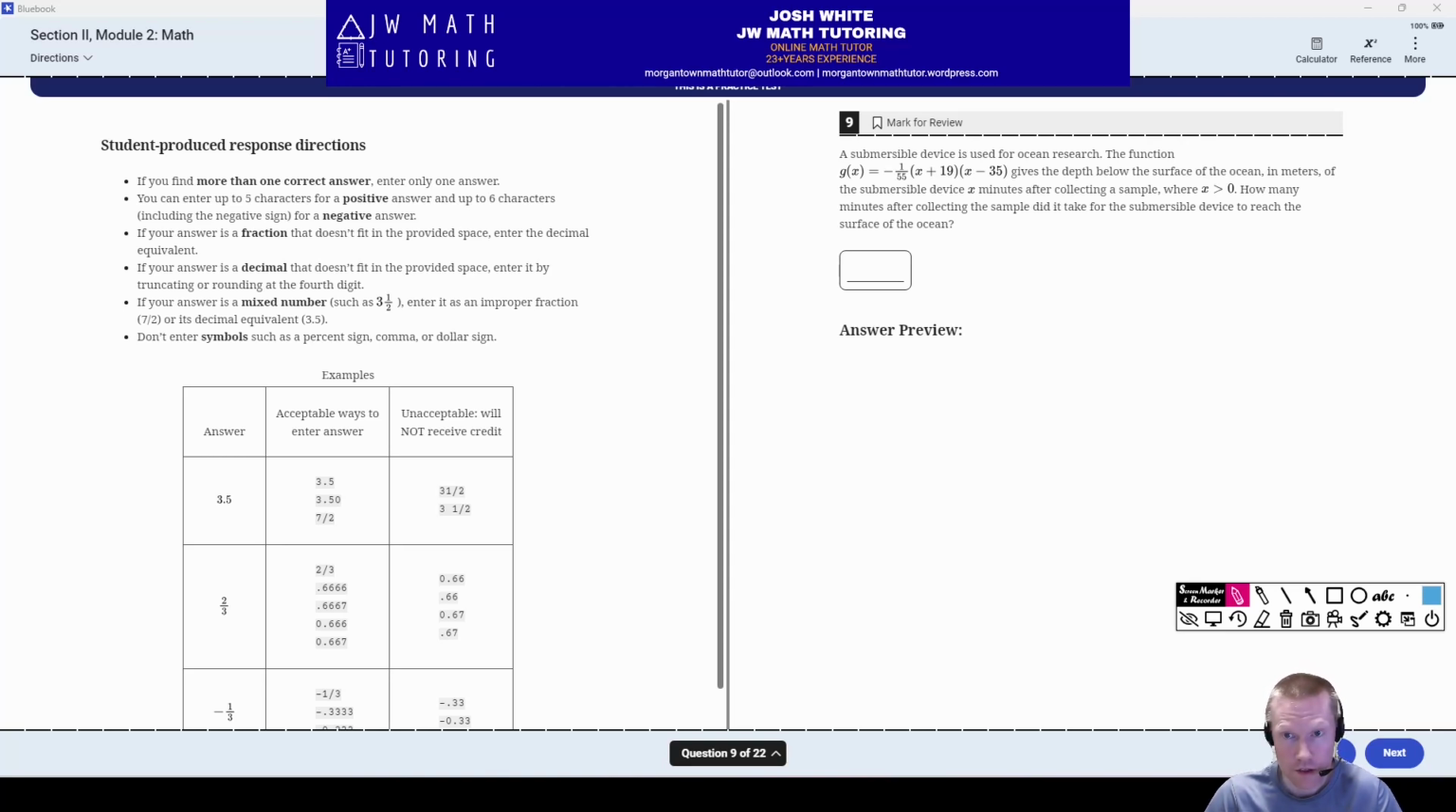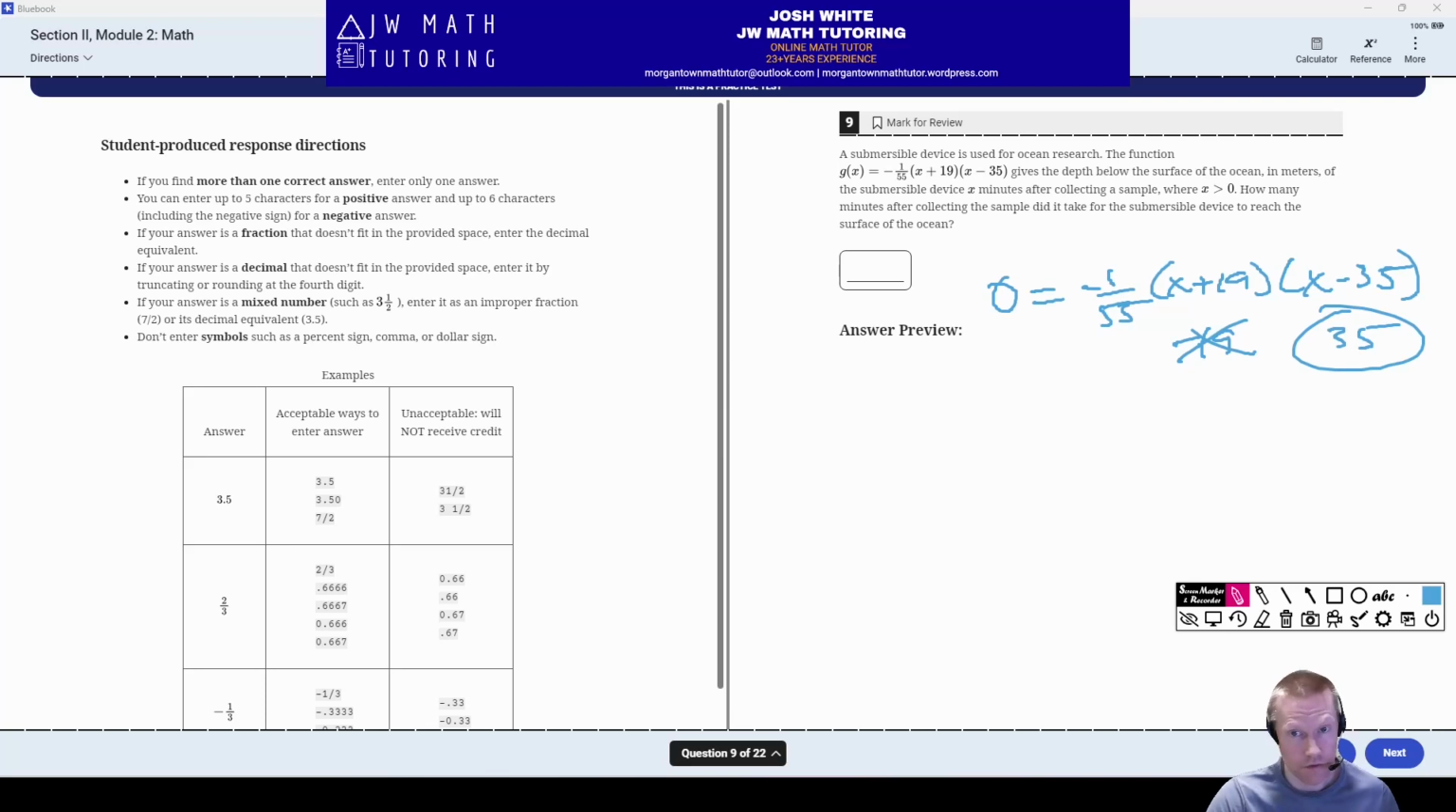So the surface has a depth of 0, because if you're at the surface, you are 0 meters below the surface. So in other words, this is basically asking, what value of x you plug in to get this function equal to 0? Well, there's either two answers. It's either negative 19 or it's positive 35. And we don't talk about time in terms of negative minutes, so get rid of that. So basically the correct answer is just 35.